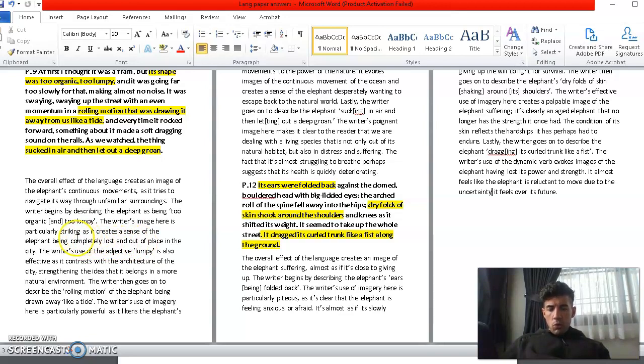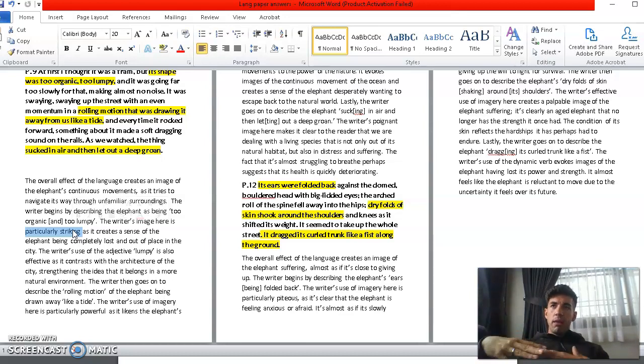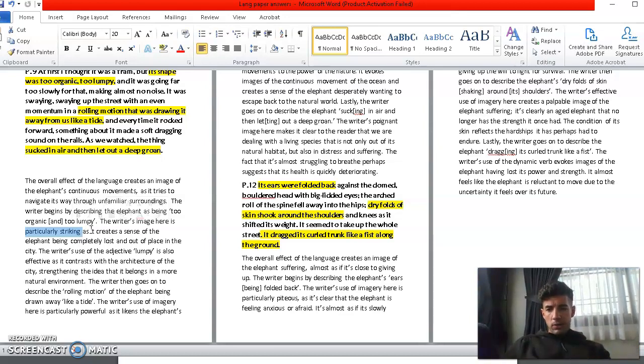I just want to draw your attention to this phrase here, particularly striking. You'll see these kind of phrases peppered throughout. Examiners like to see an evaluative voice. So think about suitable adjectives that you could use to show that you are evaluating the writer's ideas as well as analysing. So when you say things like this is effective, this is powerful, this is striking, emotive, poignant, you are in essence evaluating the writer's images. So it's really important if you want to get top marks.